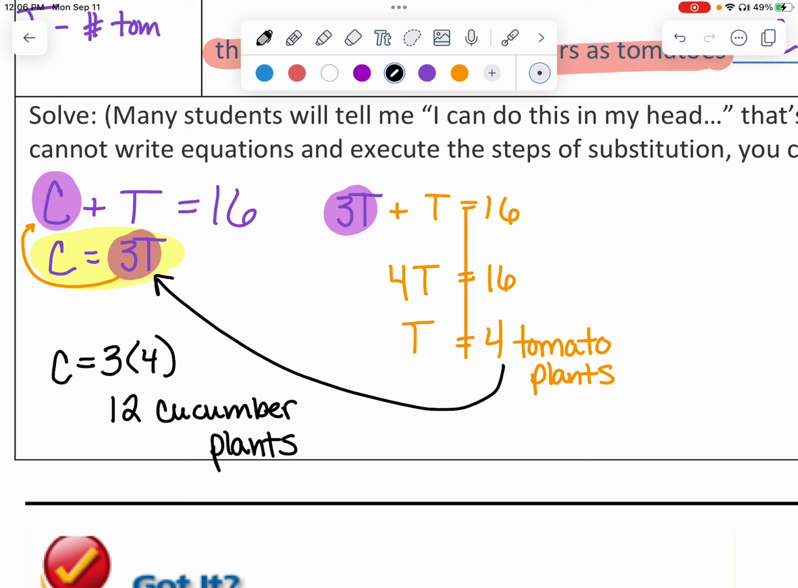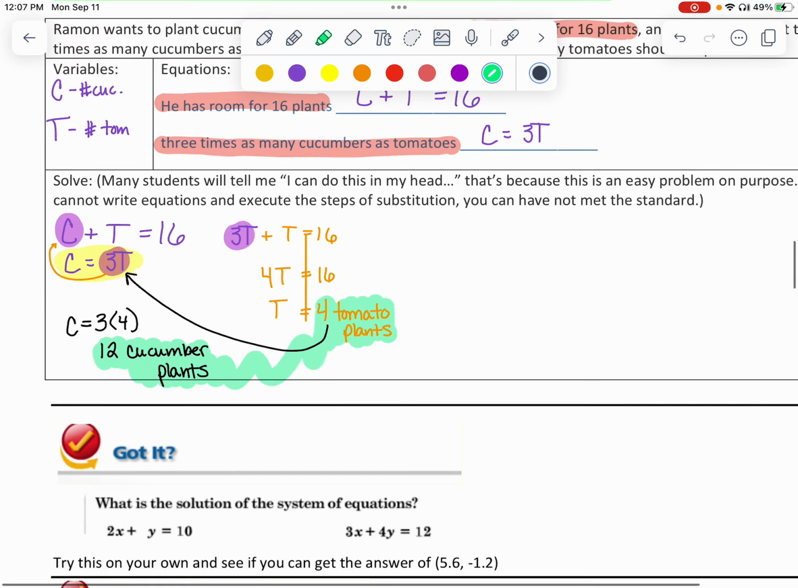Again, I understand that there's probably enough of you out there who are telling me, I can just do that in my head. That's great. Okay, that is really great. However, you won't be able to on harder problems. So you have to learn the process. Let's do the process with an easy problem and then step it up.